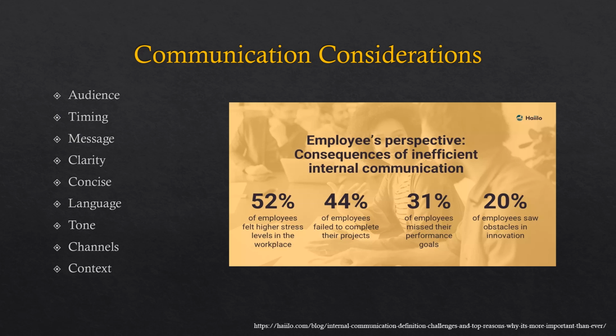Next is clarity. The message needs to be very clear so that there is no misunderstanding. It should be very concise so that the audience who is receiving the information is interested. The language should be such that jargon is not used and it should be very easy to understand. The tone ensures whether the message will be received positively or negatively. You can make use of different channels to give out the information for employee communication. And the context also plays a very important role. The background, the whole story, is very essential for having a good employee communication.